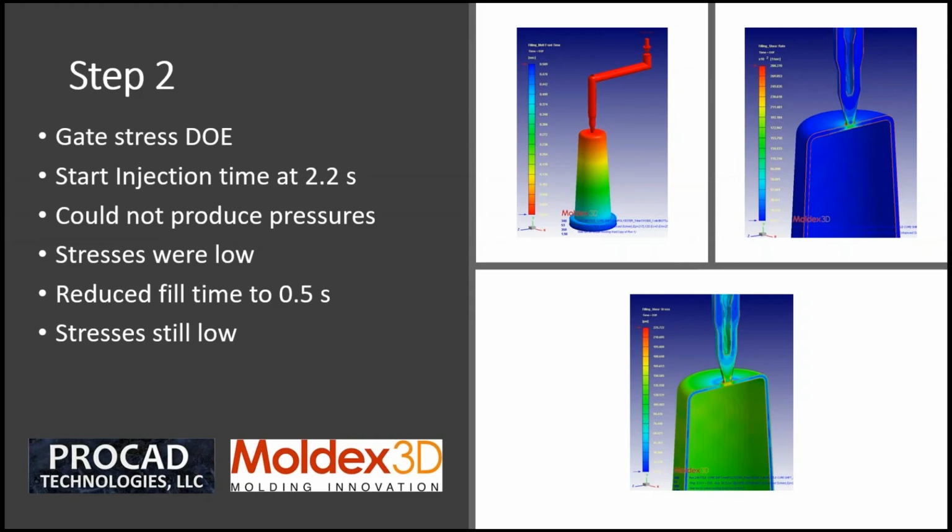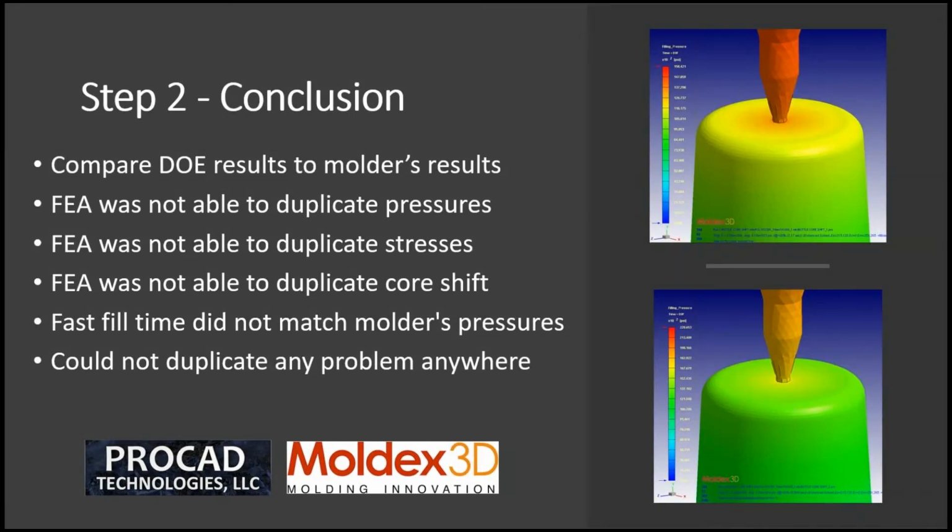Everything came back well. This design was pretty much bulletproof. Even though it was a difficult to mold material, we couldn't get it to break. So we concluded that with the FEA, we couldn't duplicate any of the pressures, the stresses, or the core shift. We couldn't see anything near the molder's pressures, and we couldn't duplicate any of the problems.